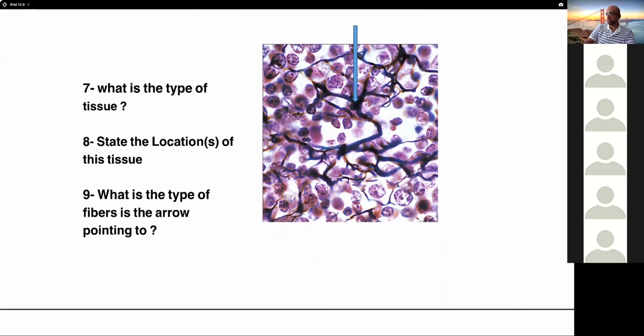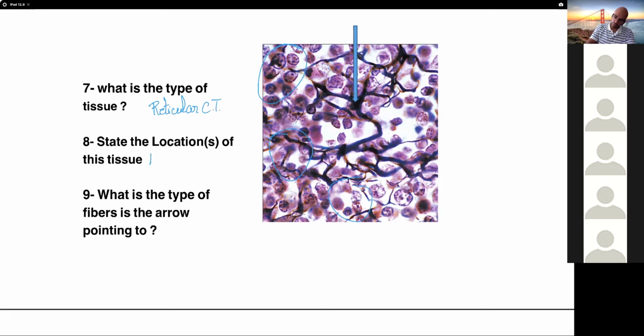All right, so looking on here: reticular connective tissue. And what is the location of the reticular connective tissue? Can you remind me, please? You've got lots of blood cells outside of the bloodstream. Where did we have this? Bone marrow, spleen, lymph node.